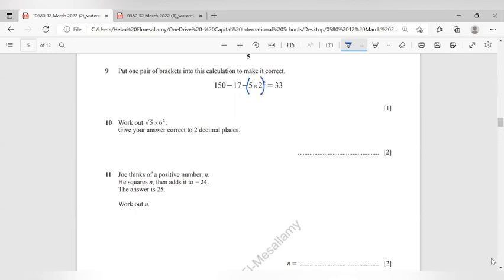Whenever there is a power here, whenever you find any question like this one and there is a power, make sure that you try if the power is on a bracket, not on a number itself. So this is the correct answer, and the power 2 is on the brackets.